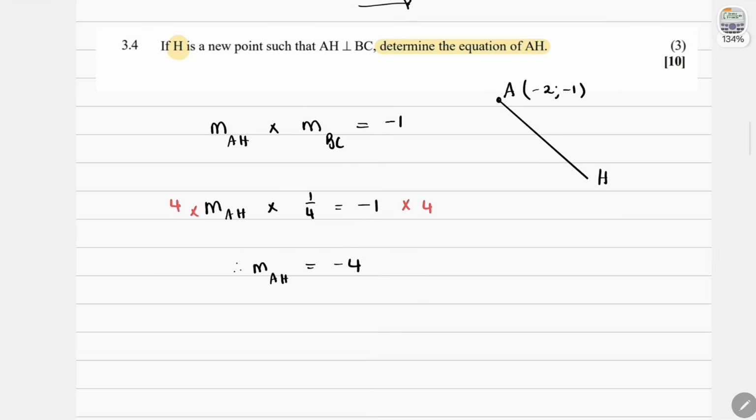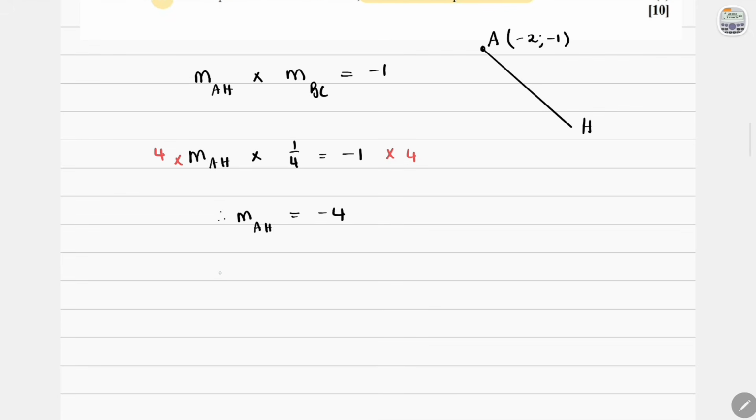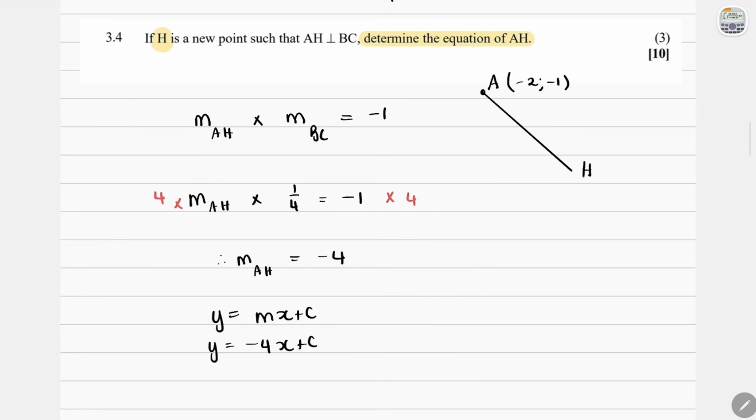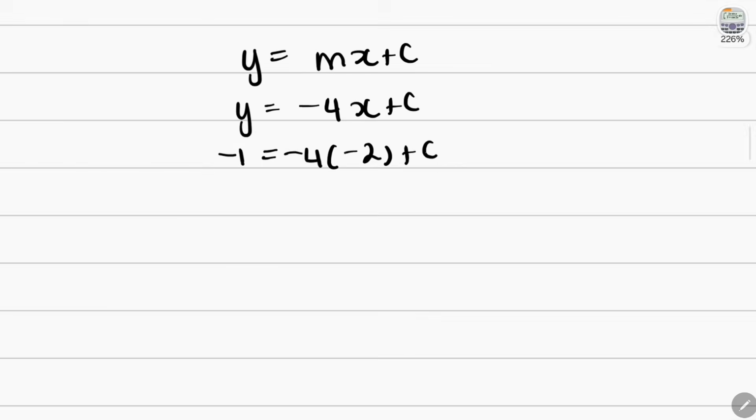Okay, we have the gradient and we have 1 point on the line. So we can find its equation. We can use y equals mx plus c, and I'll just go ahead and use that here. y equals mx plus c. We can see our gradient is -4, so -4x plus c. And then to find c, just substitute 1 point on the line, which is (-2, -1), in place of x and y. So in place of y, we say -1 equals, and we have -4, and then in place of x, -2, plus c, and solve for c.